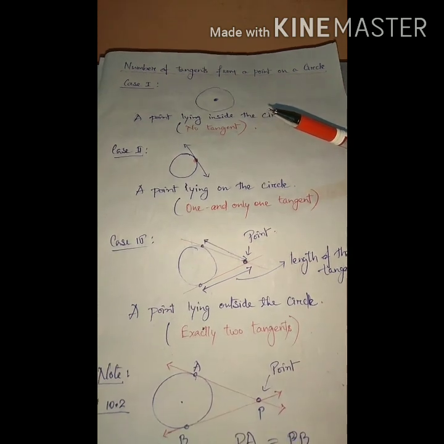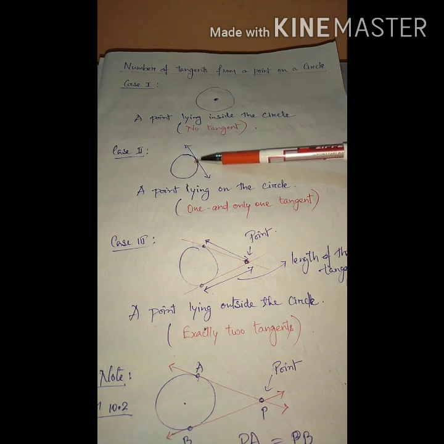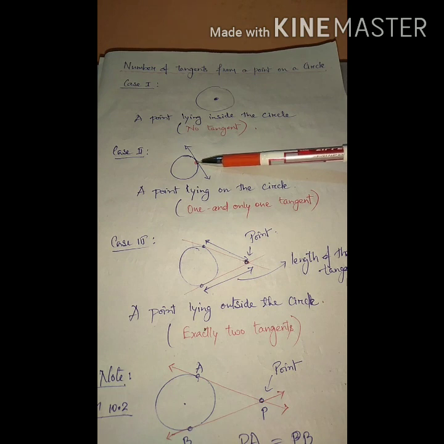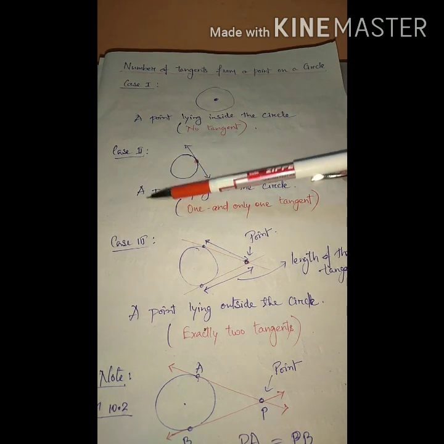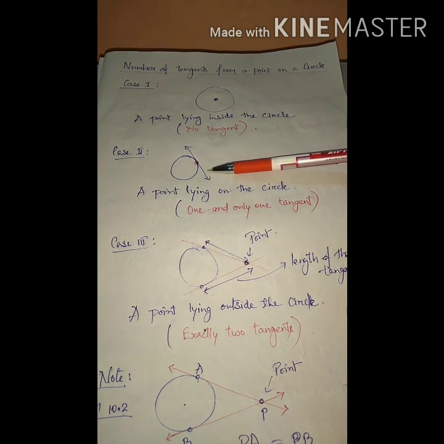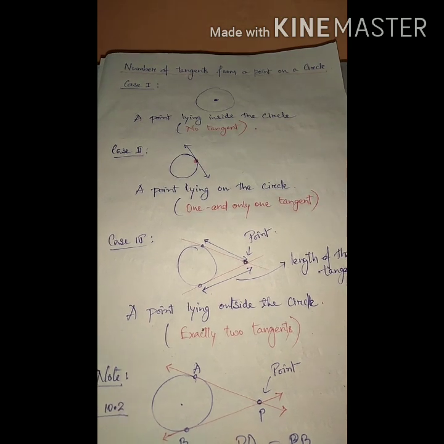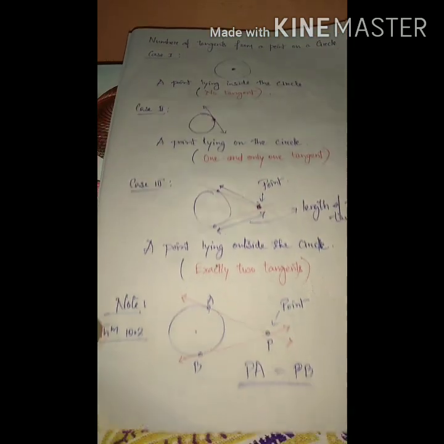So the second one is here, case 2. If a point lies on the circle. Obviously, if a point lies on the circle, we can easily draw a tangent. That's why it is written here, if a point lies on the circle, then exactly how many tangents can we draw? One and only one tangent. For 1 point, one tangent we can draw. Is it clear? This is the second case.